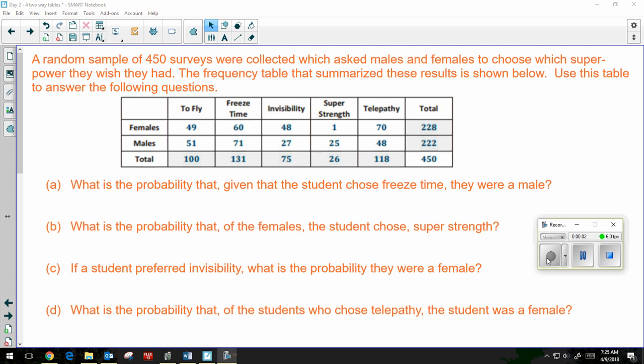A random sample of 450 surveys were collected which asked males and females to choose which superpower they wish they had. The frequency table that summarized these results is shown below. Use this table to answer the following questions. So my rows have females and males. My columns have the superpower: flying, freezing time, invisibility, super strength, and telepathy.